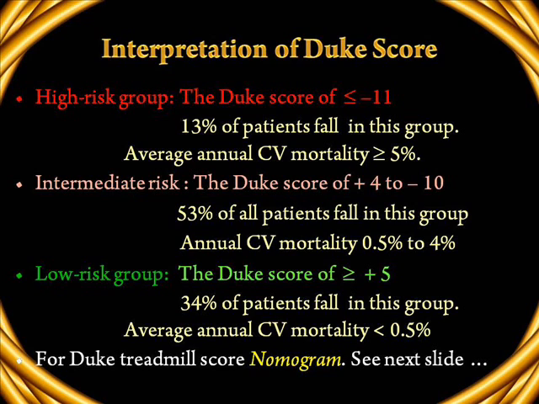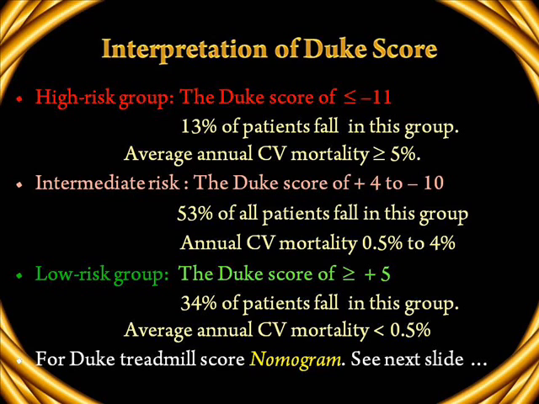Intermediate risk group, the Duke score will be between plus 4 to minus 10. 53% of all patients fall in this group. Annual CV mortality is between 0.5% to 4%. Low risk group means the Duke score is more than or equal to plus 5. 34% of patients fall in this group, and average annual CV mortality is less than 0.05%.